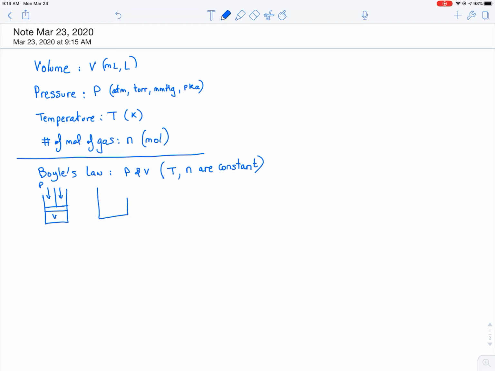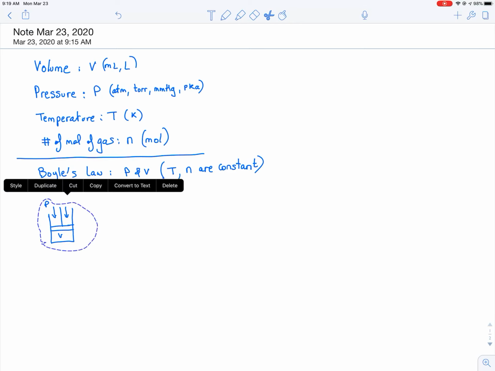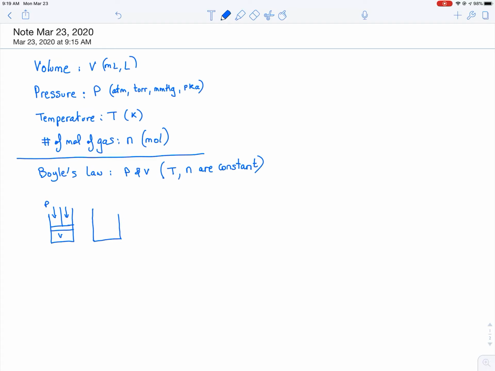Let's say now that you're going to do things a little bit differently, and let me just give myself a little bit more space here. So I'm going to move this down a little bit, and I'm going to draw another one. So it's the same container, but now I chose to move the piston up a little bit. So what did I do? Instead of having a certain pressure, now I have less pressure. So the pressure went down. What happened to the volume? It went up.